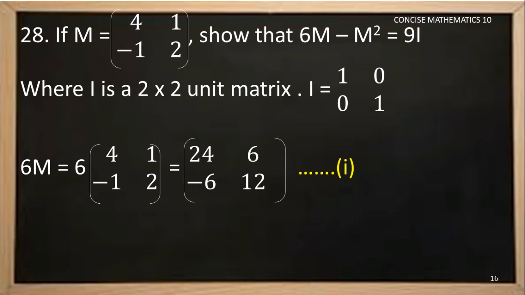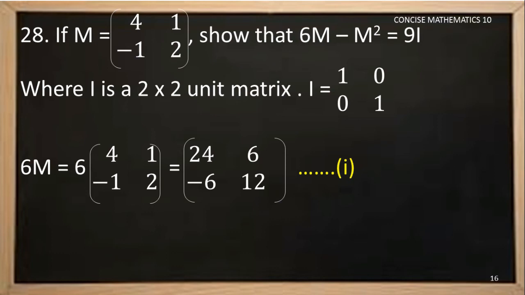Question number 28. If M is equal to the given matrix of order 2 by 2, show that 6M minus M square is equal to 9I, where I is a unit matrix. As they said, as I is a unit matrix, and the left hand side we have 6M minus M square, that is multiplication as well as addition as well as subtraction.